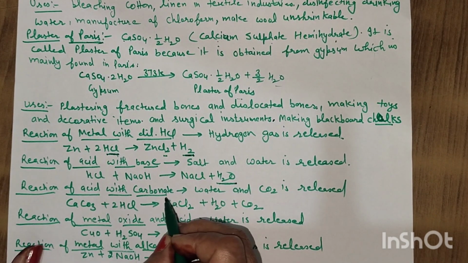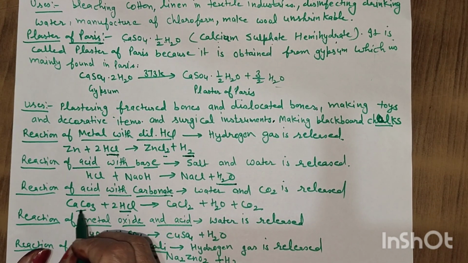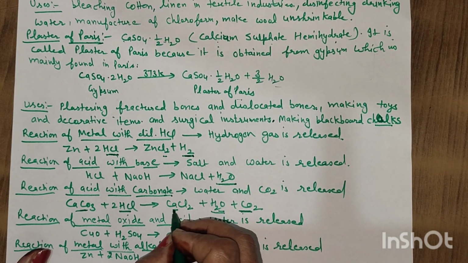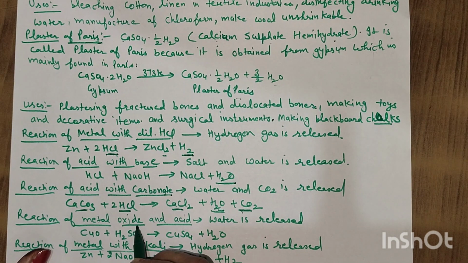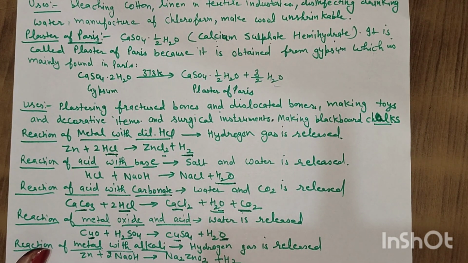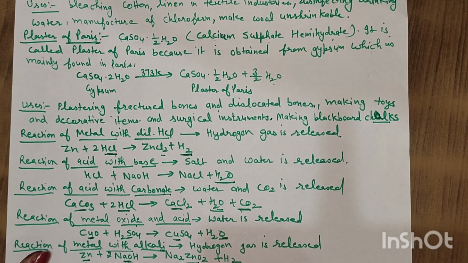Now, reaction of acids with carbonates. When an acid reacts with a carbonate, water and carbon dioxide are released and salt is formed. Reaction of metal oxides and acids. When acids react with metal oxides, water is released and salt is formed. Now, reaction of metals with alkali. When a metal reacts with an alkali, it forms salt and hydrogen gas is released.